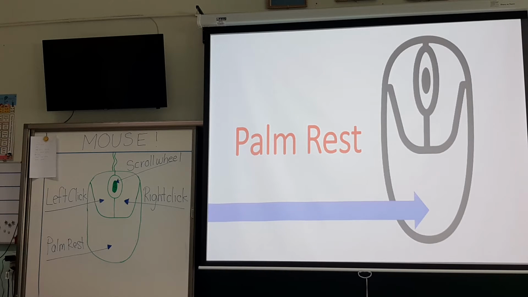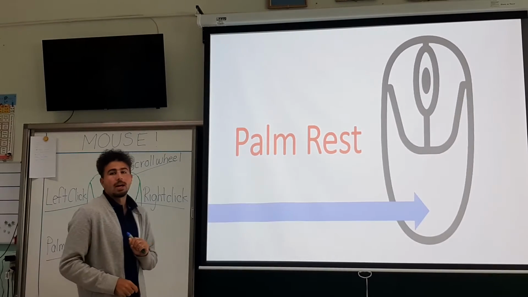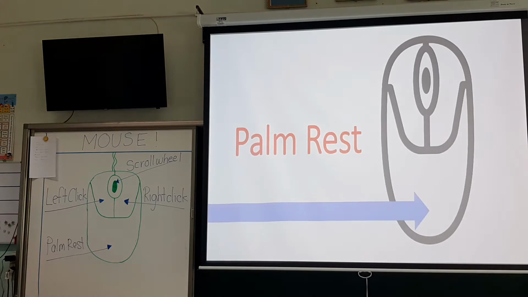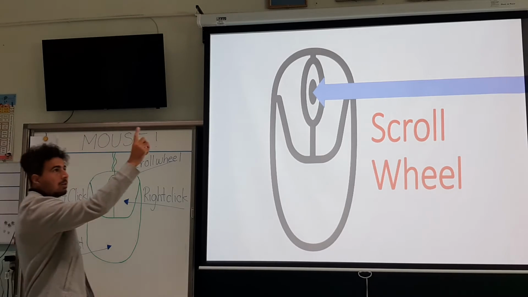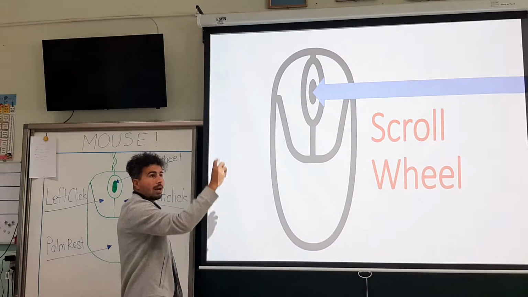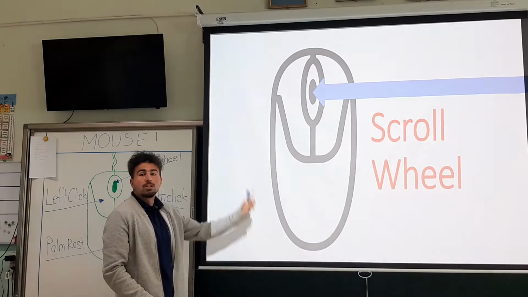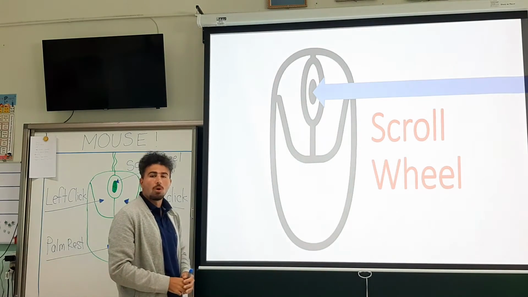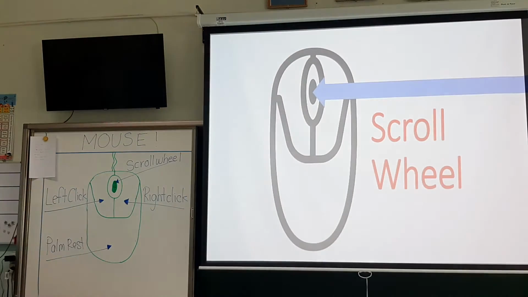And we also have palm rest. Palm rest. That's where your hand goes. Your hand goes on the mouse. That's where it stays. Okay? Palm rest. And the last one, scroll wheel. You know the wheel, like on a car, it goes down or it can go up. Down or up, to move the screen up or down. Scroll wheel. Okay?